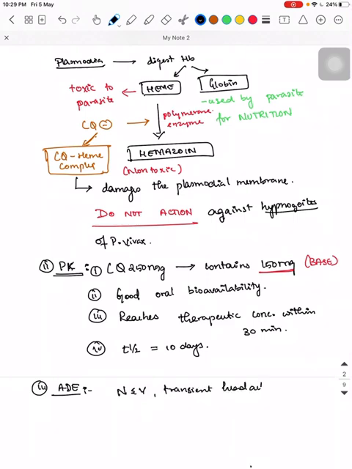Next we will see its adverse effects. There are no serious adverse effects with the usual dosage. It mainly causes nausea and vomiting with transient headache.